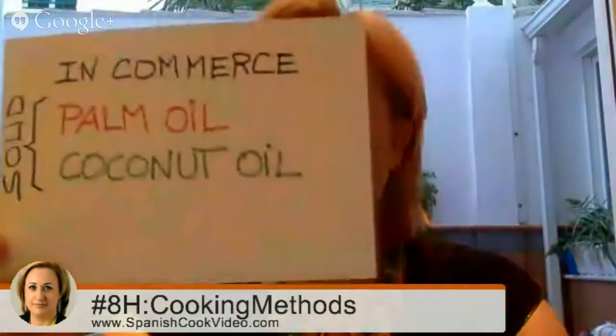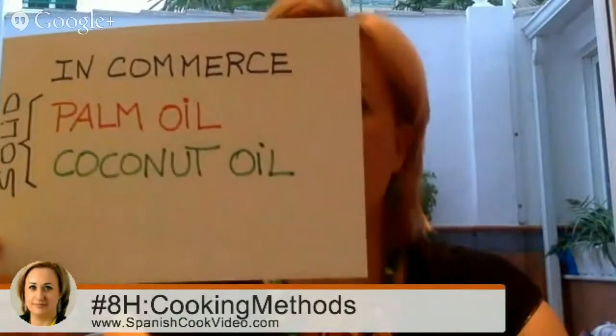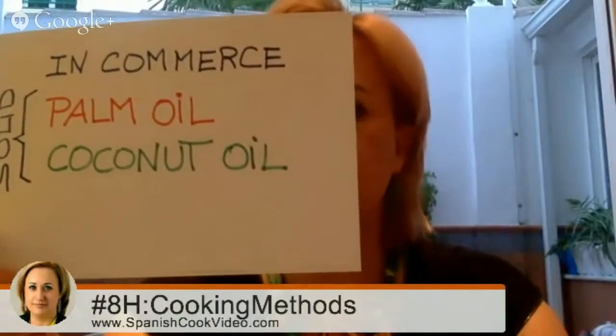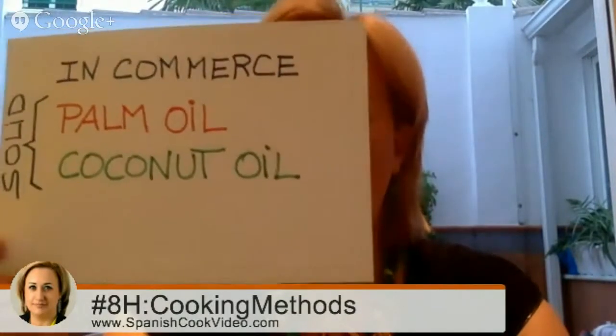Okay, let's go ahead with the oils for frying. In commerce, many fats are called oils, but some, such as palm oil and coconut oil, are solid at room temperature. All food can be fried.